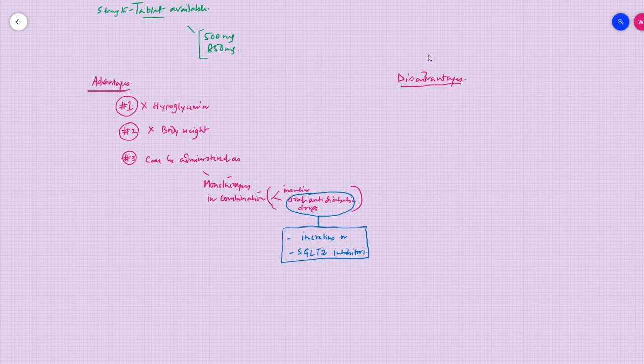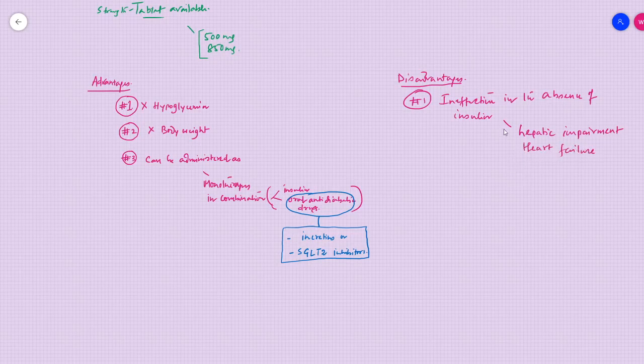Okay, so the disadvantage is that this drug is, let's write number 1 here. This drug is ineffective in the absence of insulin. Okay. So what are the conditions where the insulin is absent? Let's say if there is a hepatic impairment or there is heart failure.